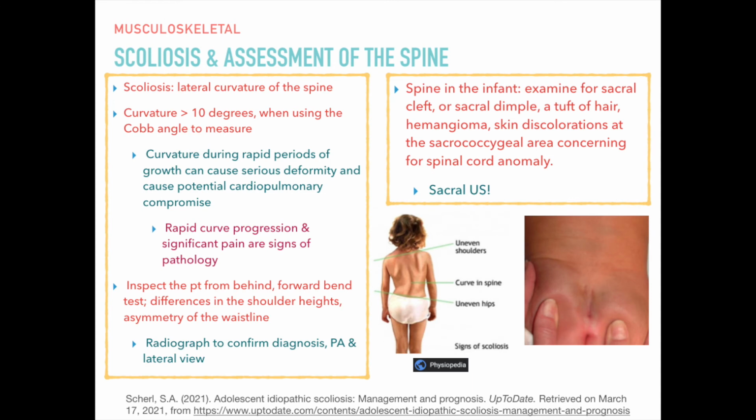And then I included on that right-hand side, not really related, but still spine, important with examining our infants. And we're looking for things like a sacral cleft, a sacral dimple, or a tuft of hair, hemangioma, skin discoloration, anything at that sacral area, because this could be a concern for an issue with the spinal cord, and we will want to get an ultrasound of that.